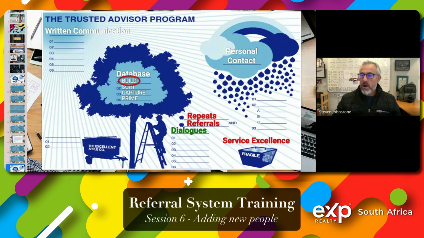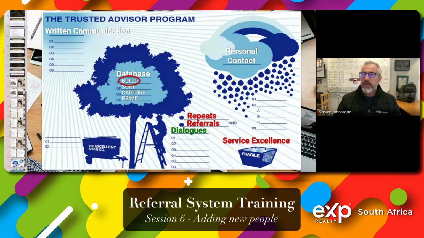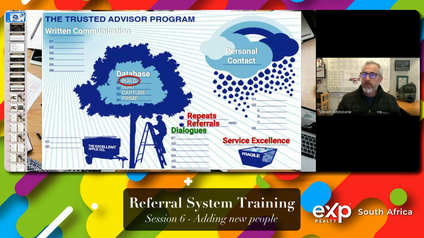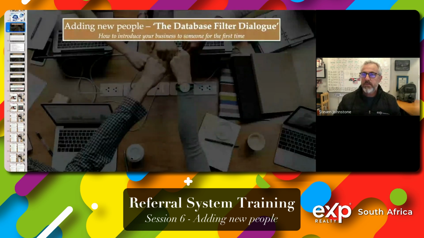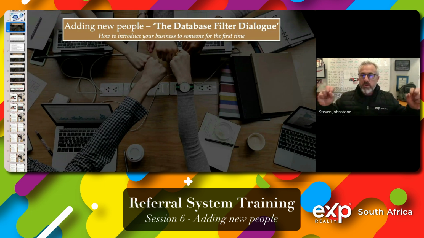Okay, so the question I'm wanting to ask today is, how do you build a database quickly, or how do you add people to your database? And we're going to use a dialogue called the database filter dialogue, how to introduce your business to someone for the first time. If you are doing what an agent should be doing, getting out into your community, whether you're chatting to people at school or you're in a local coffee shop or whatever the case may be, you've got to have a way when you leave the coffee shop to have the contact details of the person you got chatting to at the next table.